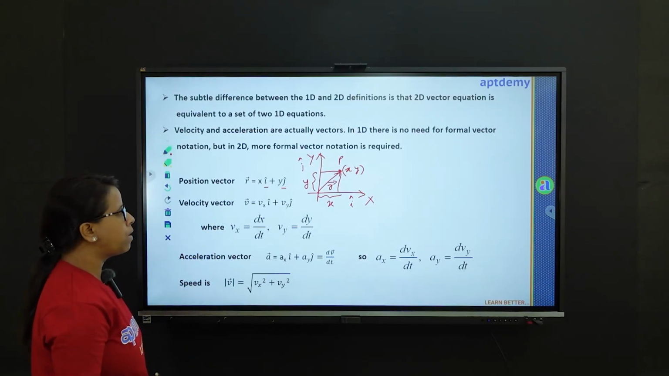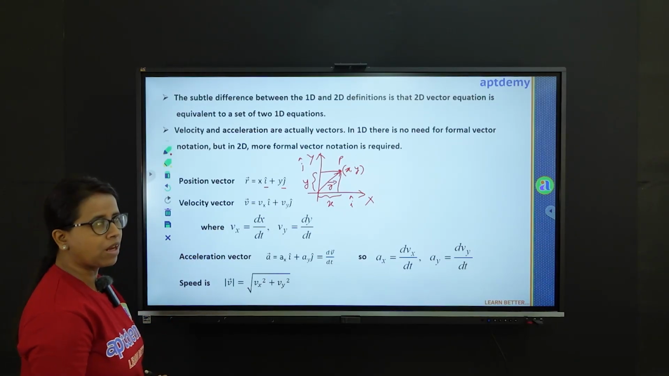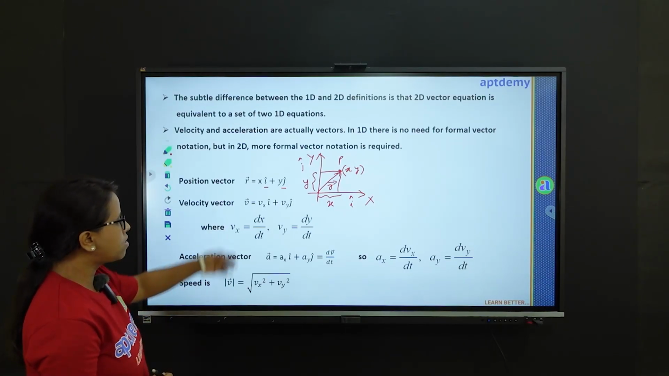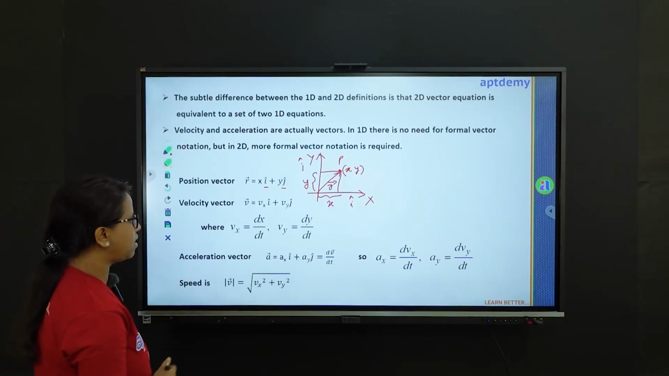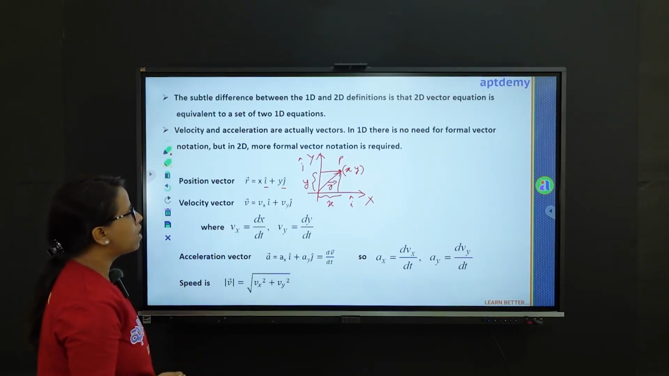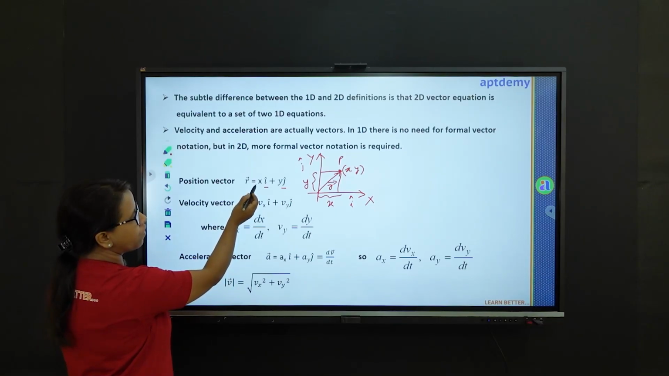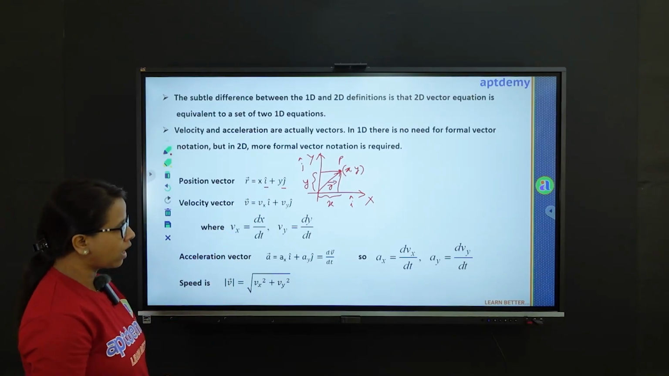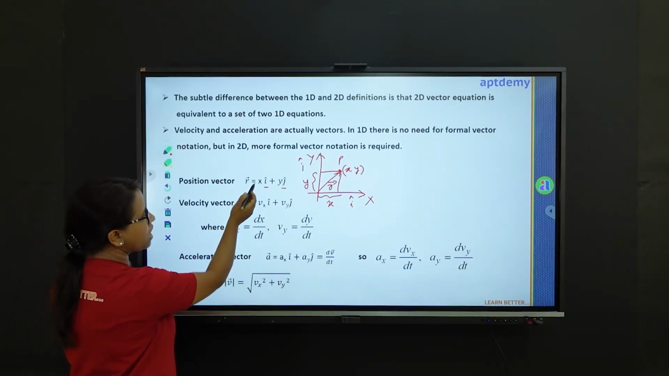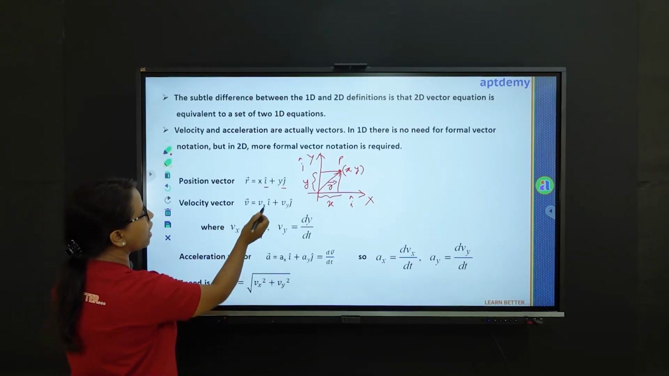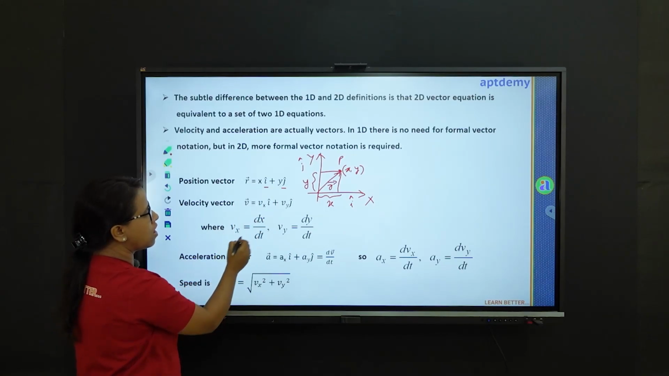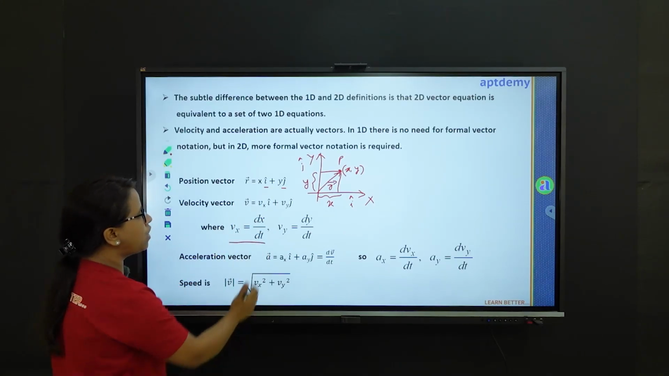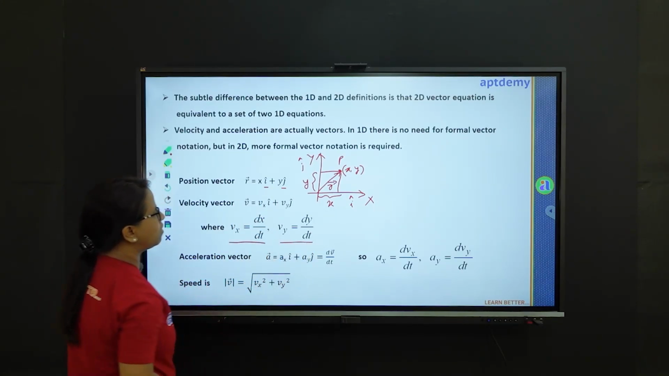Velocity vector is nothing but change in the position vector. So v is nothing but dr/dt. Ultimately what we get here is d/dt of x i cap plus d/dt of y j cap. So d/dt of x i cap is i cap times dx/dt, which is nothing but vx, and vy can be written as dy/dt.